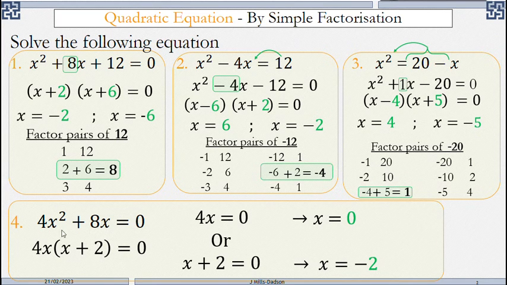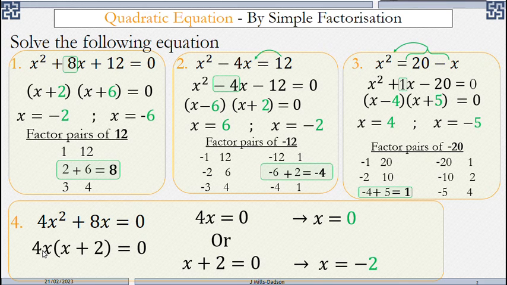Now when it comes to this one, remember, it's not a typical quadratic format. So we don't have 3 terms. So when that happens, you have to factor out what is common. 4 and 8, you can factor out 4. x squared and x, you can factor out x. So when you factor out, this is what you have. And don't forget equal to 0.